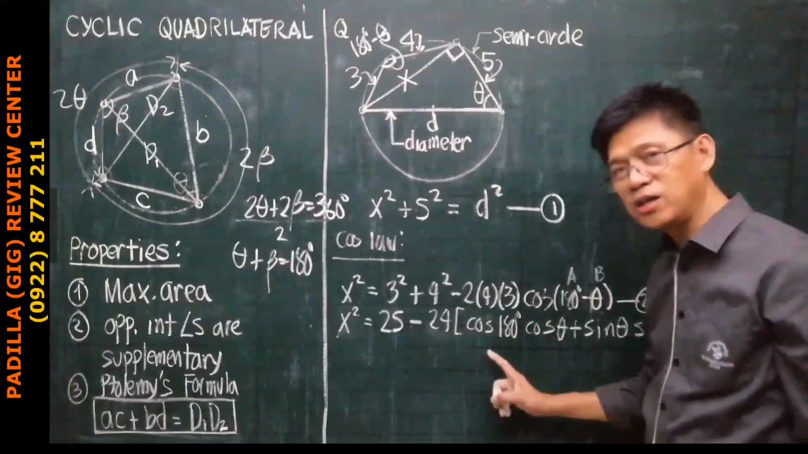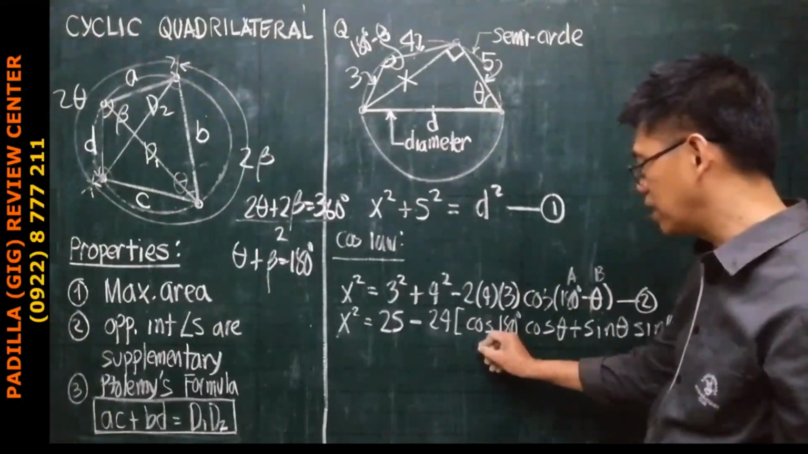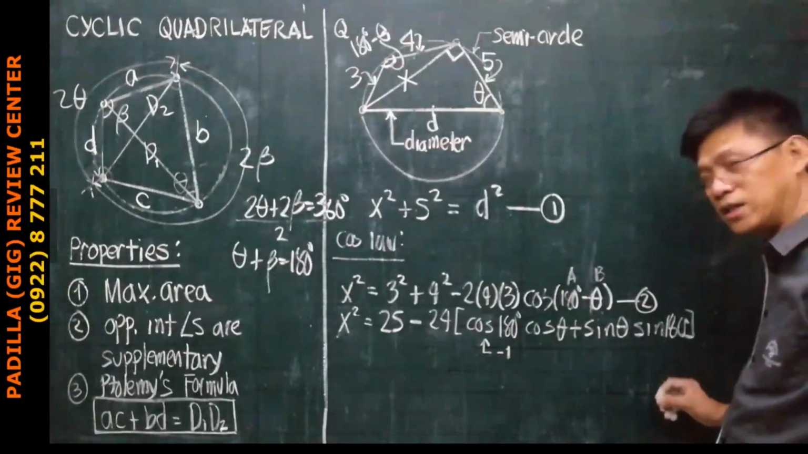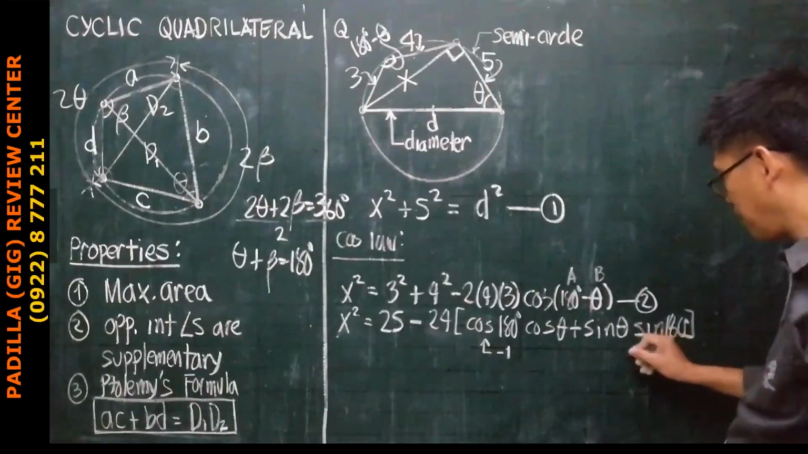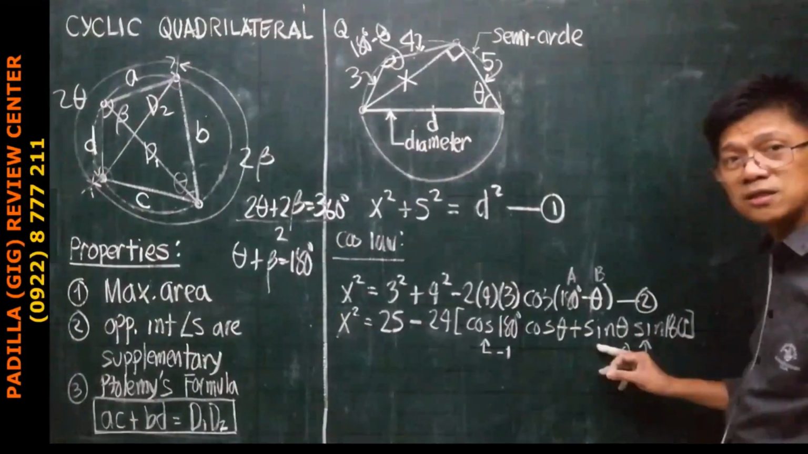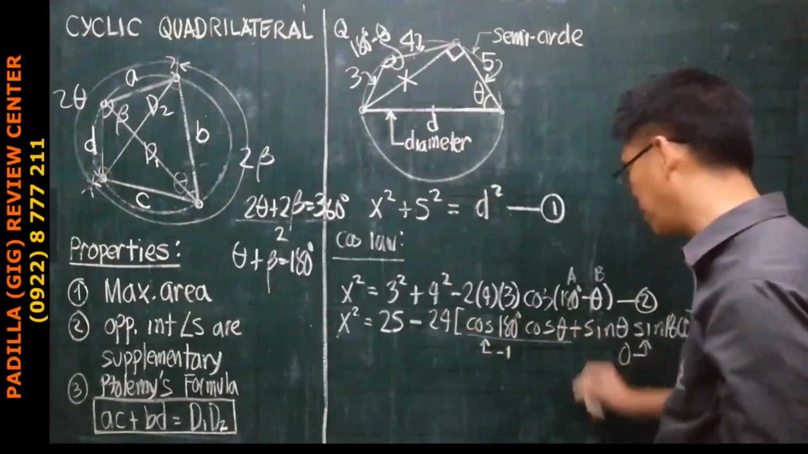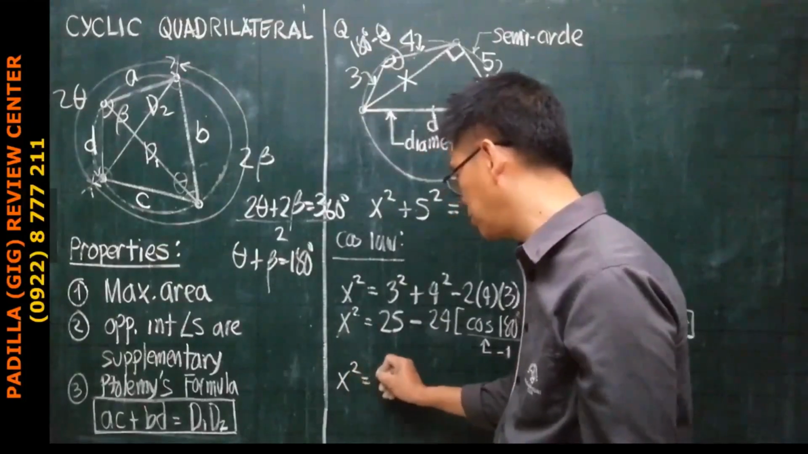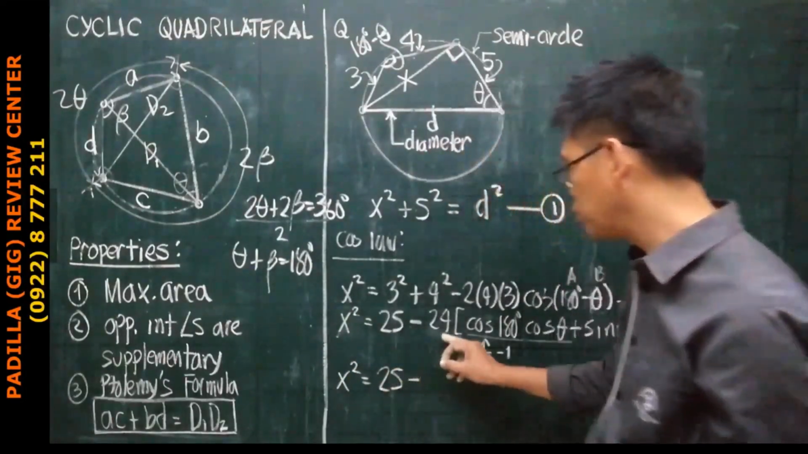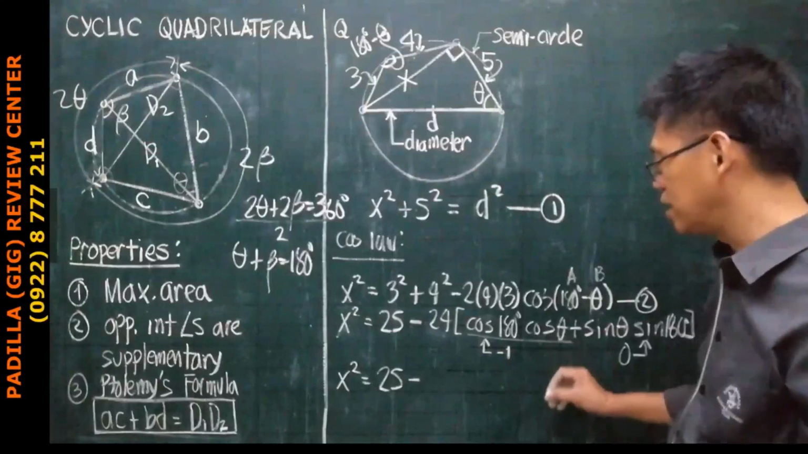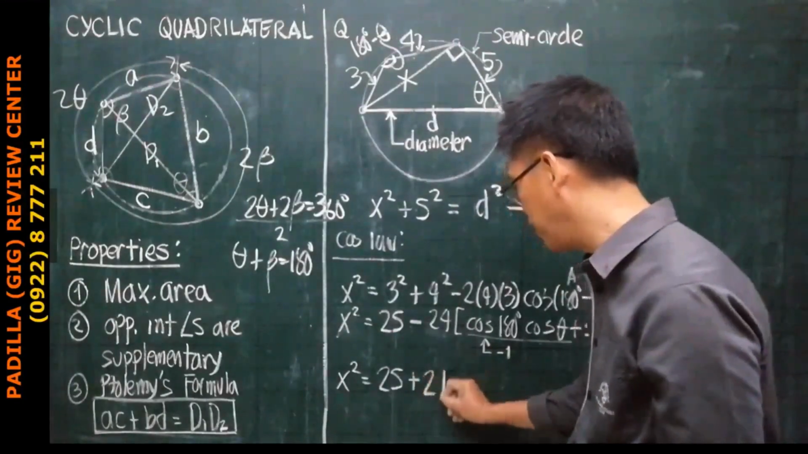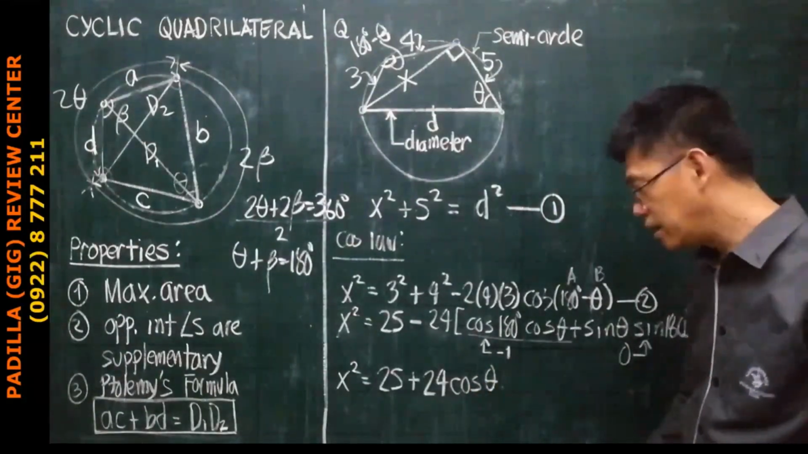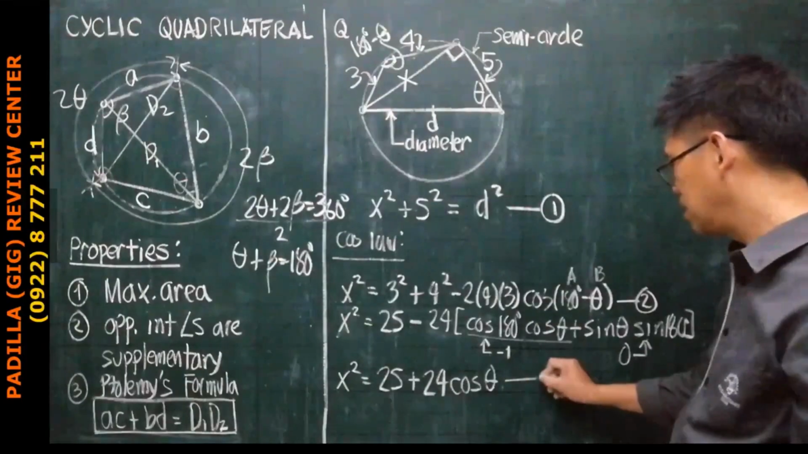Now, the cosine of 180 degrees, from your calculator, is negative 1. The sine of 180 degrees is 0. So, 0 times this is 0. What remains is only this part. Simplifying further, I have x squared is equal to 25 minus 24 times negative cosine theta. So, plus 24 cosine of theta. Let me call this equation 2.